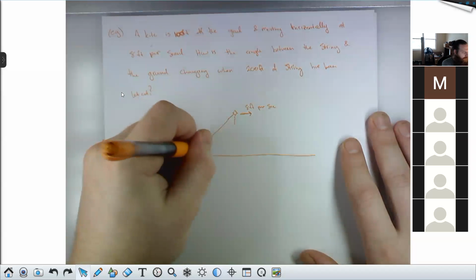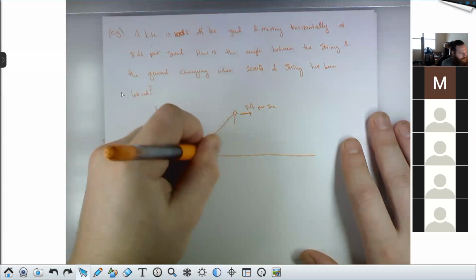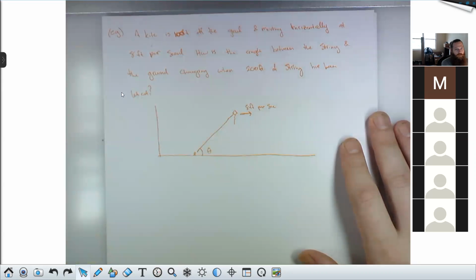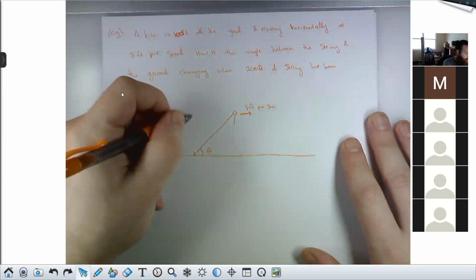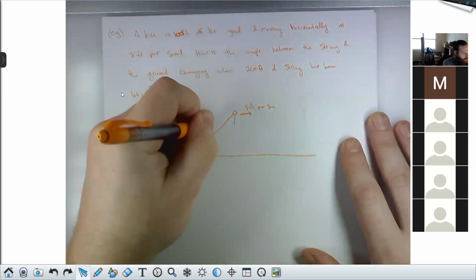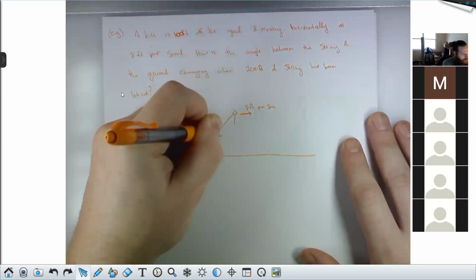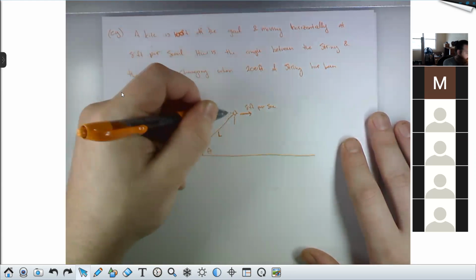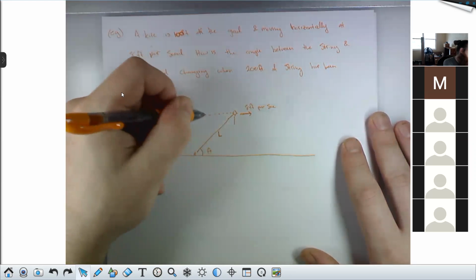How is the angle down here changing at the moment when there's 200 feet of string out? So what we have to do is set up a geometry thing. I'm going to call this distance L again. Why not? L for the length here. And then we can construct another little right triangle.